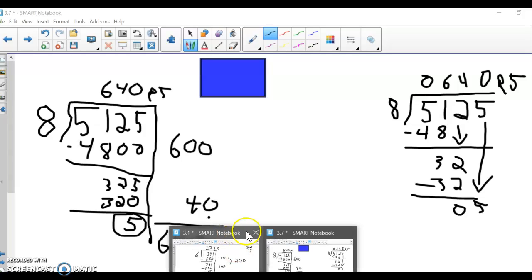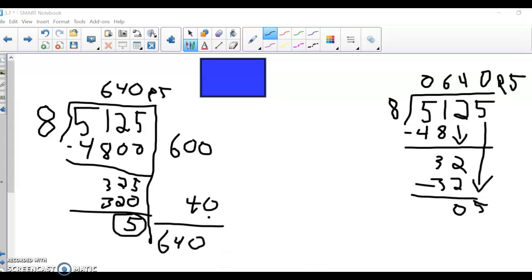Both of these show 640 with a remainder of 5. Okay, so you may have some more problems to practice, or you do have some practice problems in the workbook. Your teacher may assign that or work with you, and then there's probably going to be some Think Central work as well.